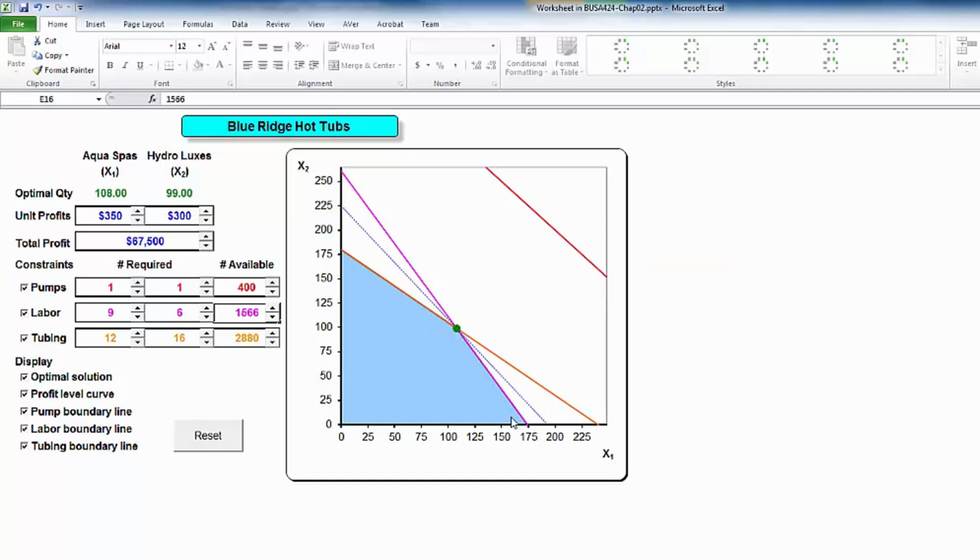Then you see that we have an optimal point here, and the value of the optimal point is 108 of the first product and 99 of the second product. And this is the optimal profit we have. Now let's change another parameter and see the effect. Let's say the first product needs two pumps, and the second product needs just one pump.